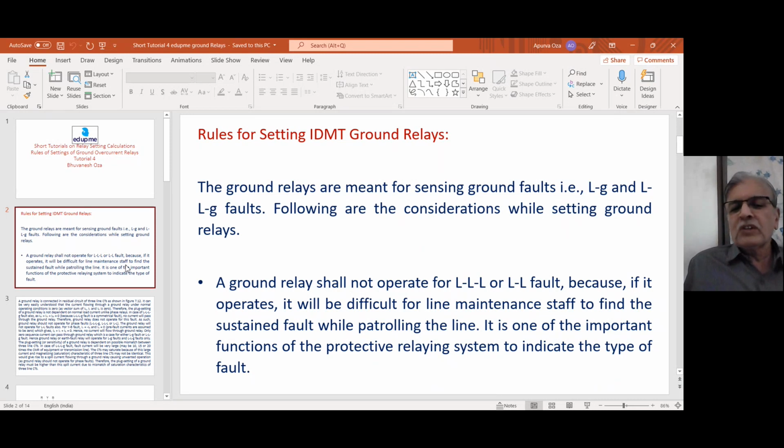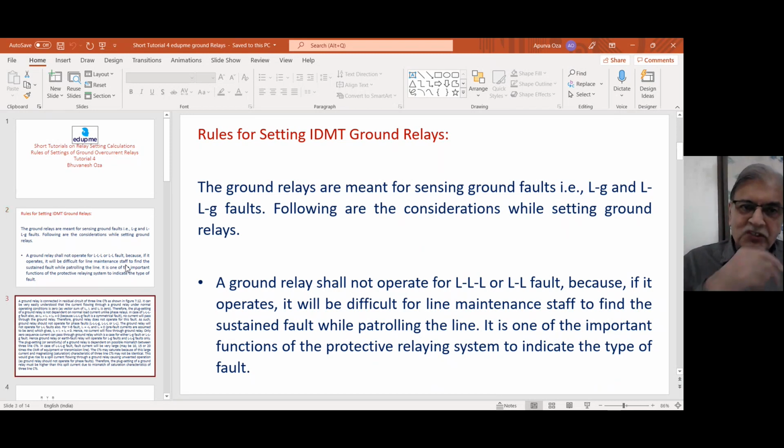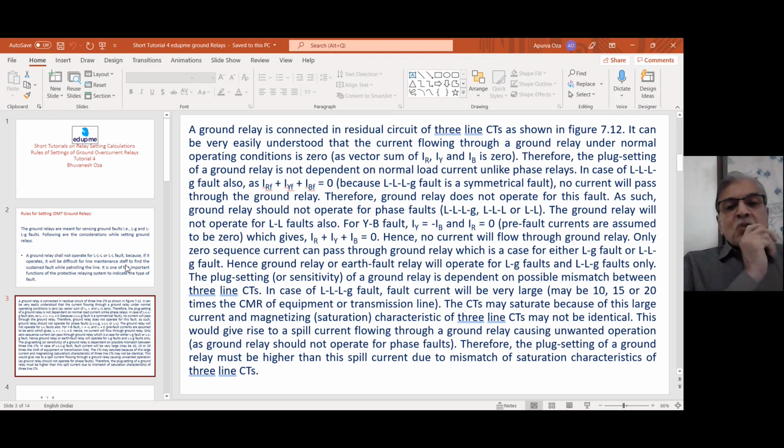An LG fault means it will be a flashover across the insulator. Then that insulator would have burnt, or it would have become black or something. So you see, one has to know. That is a very important function of the protective relaying system, that it lets you know not only the distance to the fault, but the kind of fault also. So the first thing, it must not operate for triple line and double line faults. That is the first consideration. So how do we do that?